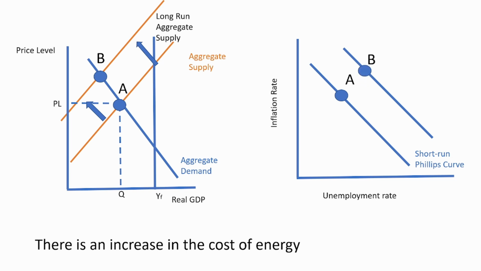So a leftward shift of the aggregate supply curve causes a rightward shift of the short run Phillips curve. Aggregate demand is a movement along the curve. Aggregate supply causes shifts of the curve. Aggregate supply and aggregate demand are both shifting, and the short run Phillips curve is either moving along or shifting.